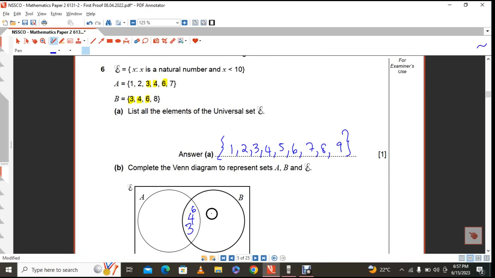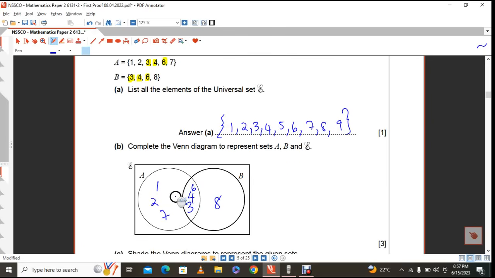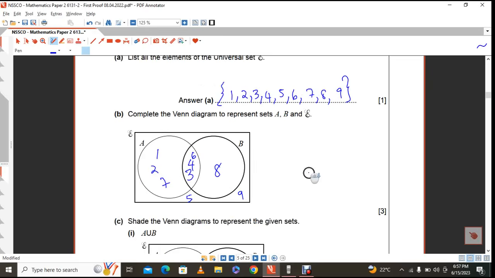Now, if you look at B, this is the set. So 8 is the only one that is now left. So you write it in that region. When you look at A, you have got 1, 2, and 7. 1, 2, and 7 come over there. So everything else will be written outside in the universal set, in the enclosure there, that rectangle. So we know that the numbers are 1, 2, 3, 4, 5 to 9. So I've got 1, 2, 3, 4, 5 is not there. So I'm writing it outside. 6 there, 7, 8. So it's 5 as well as 9. So just find a way and a place where you can write that.